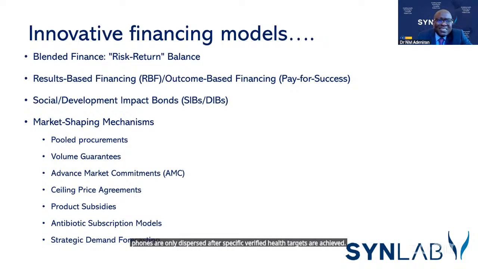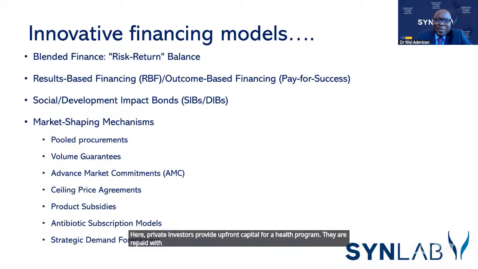The third one is the social impact bonds or the development impact bonds. Here, private investors provide upfront capital for a health program. They are repaid with interest by government or by a donor only if the pre-agreed outcomes are met. So it's the reverse of the initial one.